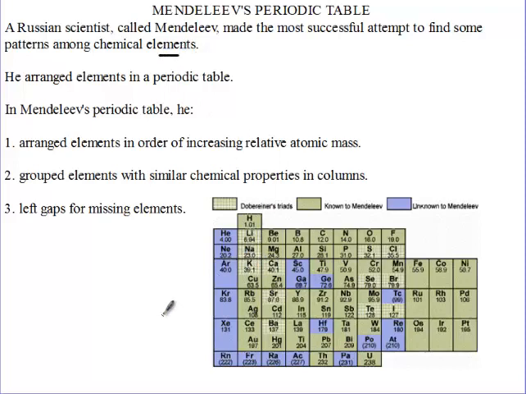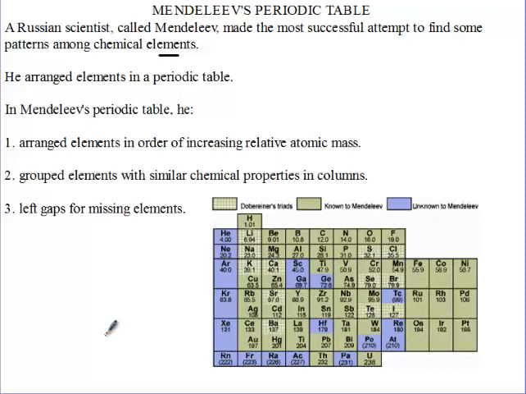When we say an element, we are talking about a chemical substance that is made up of only one type of atom. So gold is an element made up of only gold atoms. Now, Mendeleev arranged elements in a periodic table. So that was how we got the periodic table.